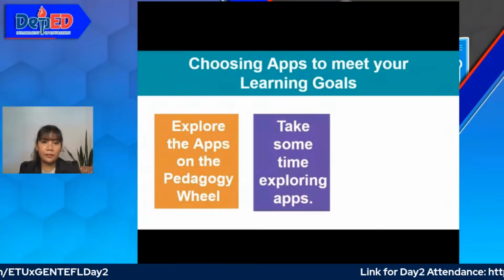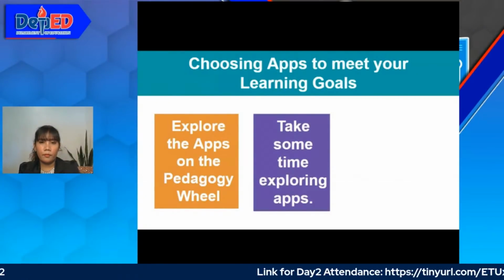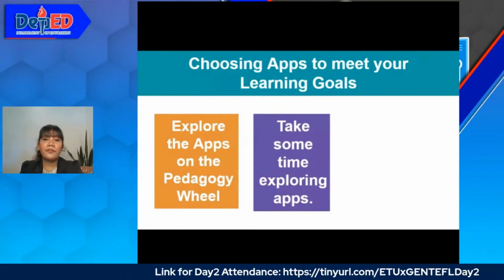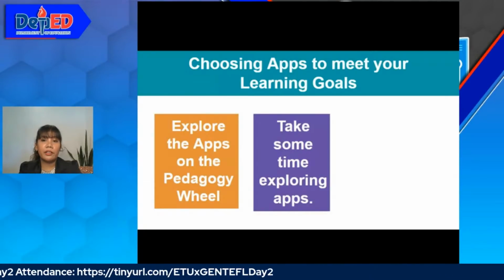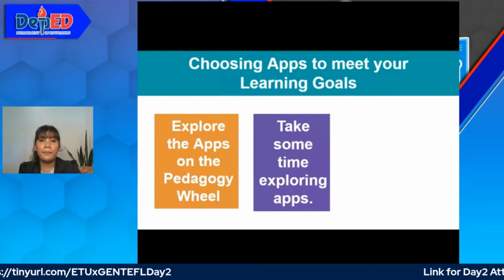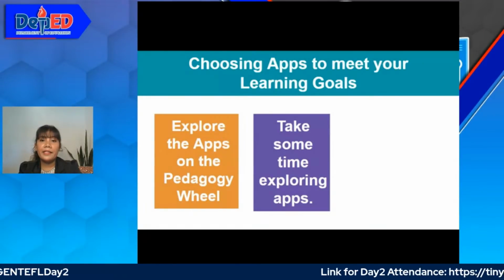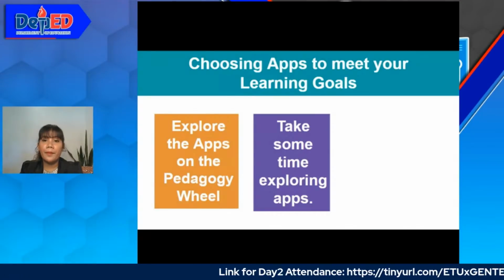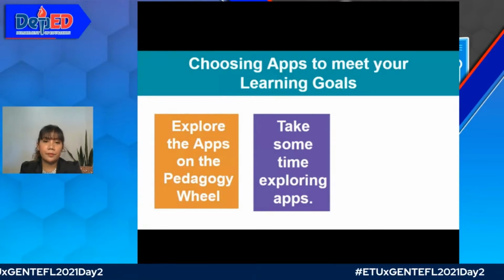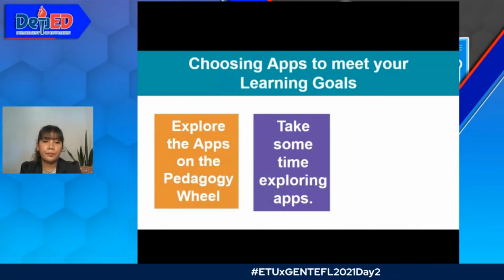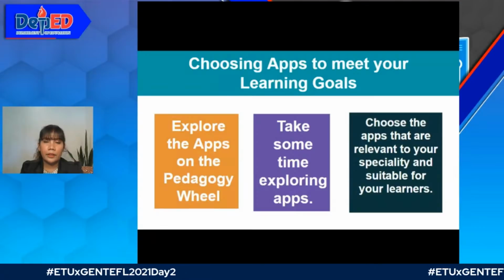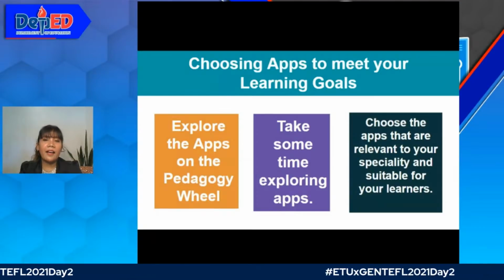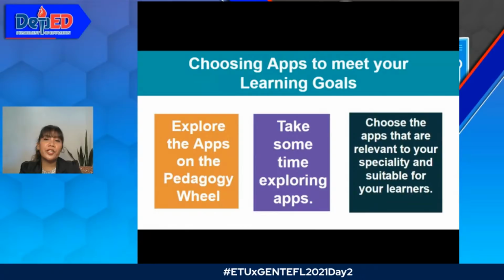After that, after deciding on course or class outcome, take some time exploring apps. And after you explore these apps, you may choose to customize the pedagogy wheel with other apps that are relevant to your specialty. Remember to choose the apps that are suitable for your learners. By starting with these apps, you are guaranteed to be using high quality and effective apps.